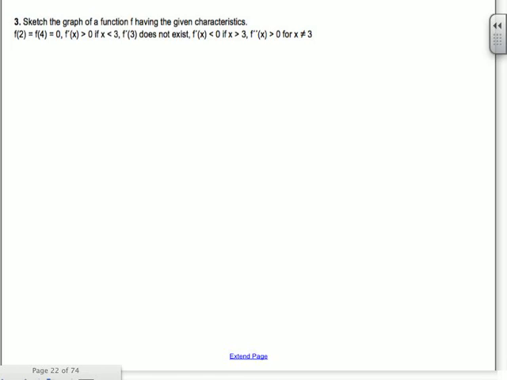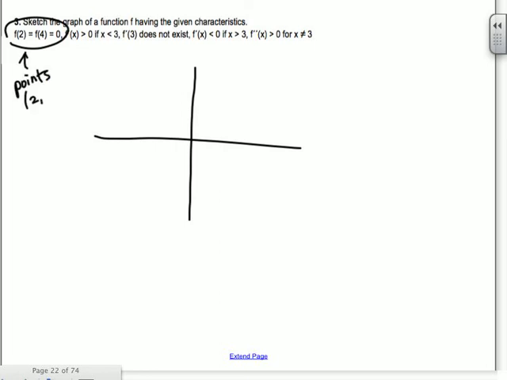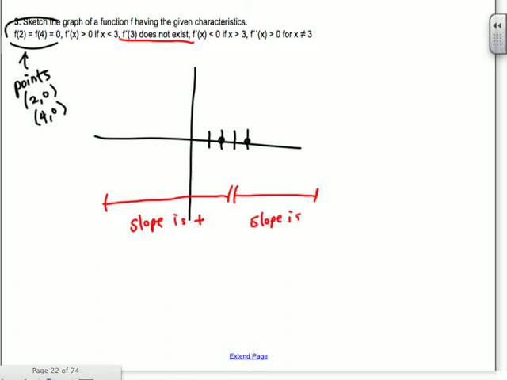Okay, so 3, sketch a graph of the function. So I gave you a couple different values. I said you have to have the point. So these are points, 2 for x, 0 for y, 4 for x, 0 for y. So we have to have those 2 points. Okay, then it says your derivative is positive if x is less than 3. So from 3 over, your slope is positive. Let's write that. Slope is positive. F prime of 3 does not exist. The slope is negative if you're greater than 3. So slope negative.